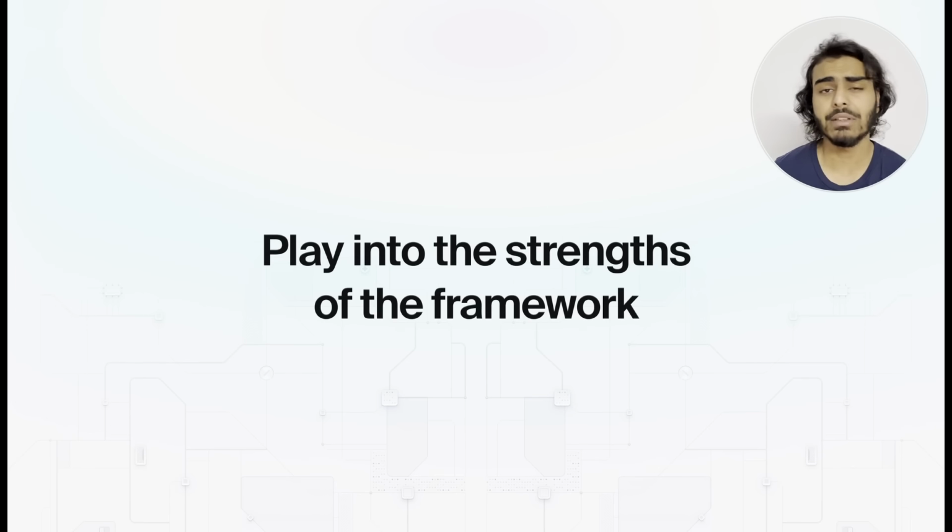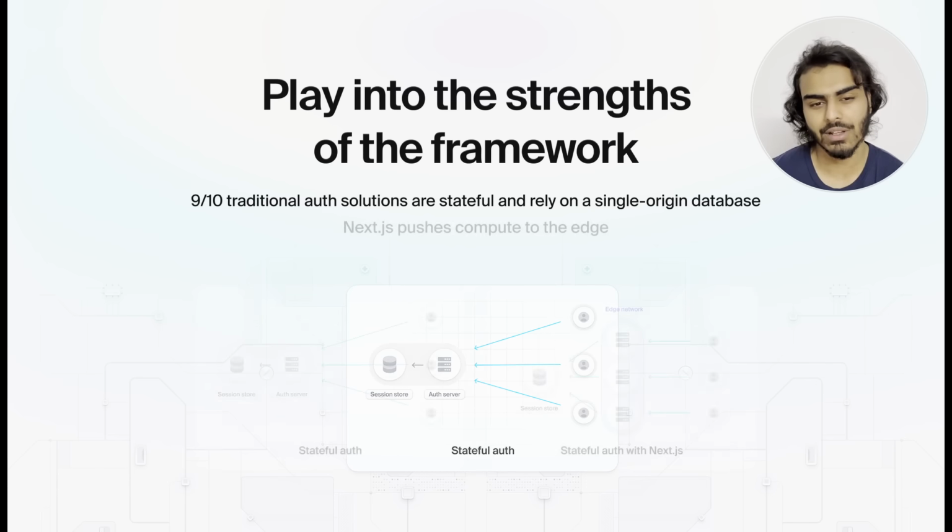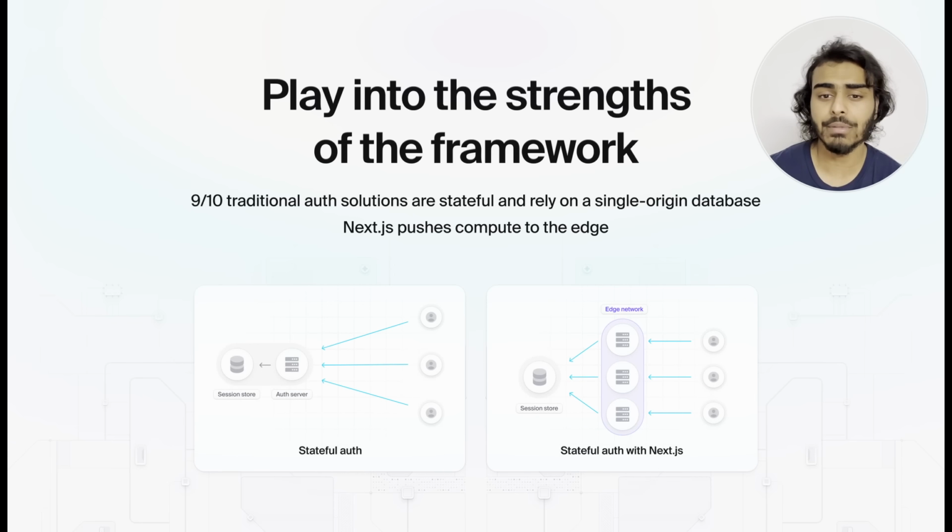Many auth solutions that you might be using today heavily favor the traditional stateful model within a single origin database. So you would have a single server or a cluster of servers sitting in a data center along with a database. And every time there's a request, the server checks the database for an active session and responds accordingly. This is at a mismatch with how Next.js works, because Next.js wants us to push compute closer to the users at the edge. This traditional model doesn't quite work here and negates a lot of the benefits that edge compute provides. So we need to move away from this traditional model and push our auth to the edge as well.